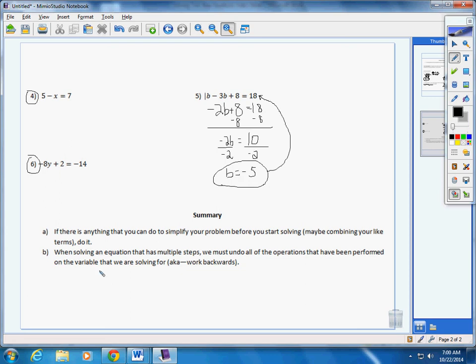Part B, when solving an equation that has multiple steps, remember, you've got to undo all the operations that have been performed on your variable. Okay? All I'm saying is you need to work backwards. So in number 6, make sure you get rid of all the things that are not attached to y first. And then your last step should be to undo your -8.